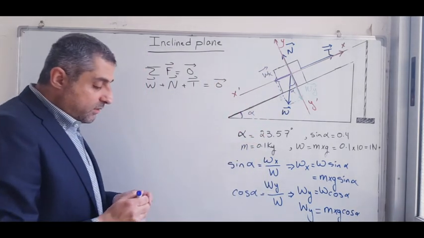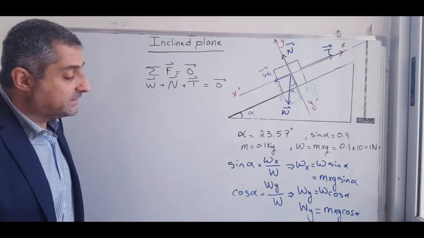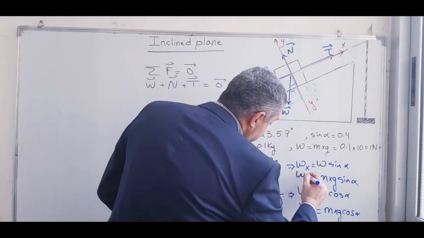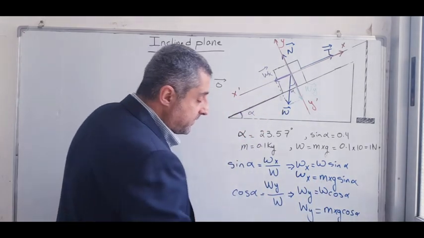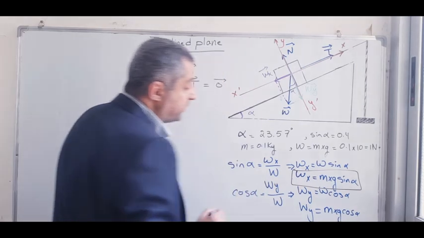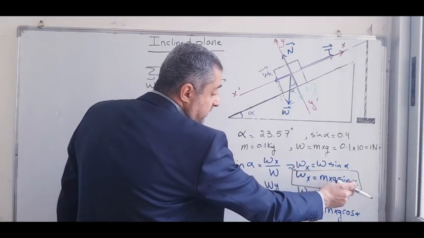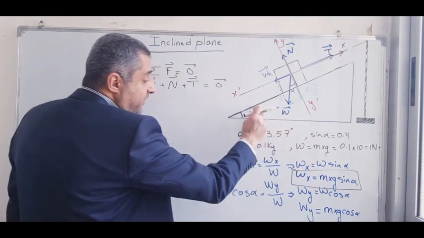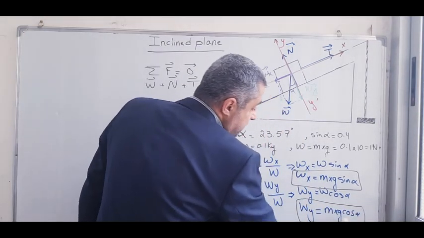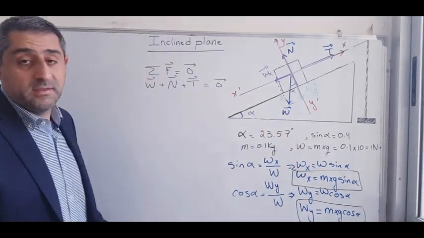Now, what can we conclude? We can conclude, in case of an inclined plane, that Wx is equal to mg sine alpha. This is a very important formula. The x component of the weight is equal to m times g times sine of the angle alpha, and Wy equal mg cosine alpha, m times g times cosine of the angle alpha.